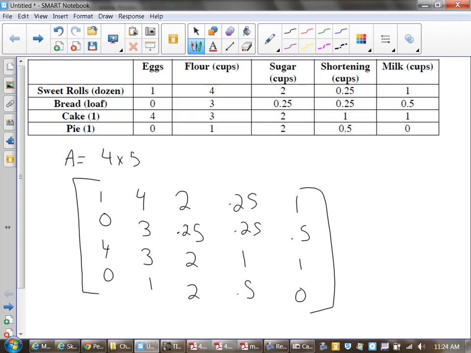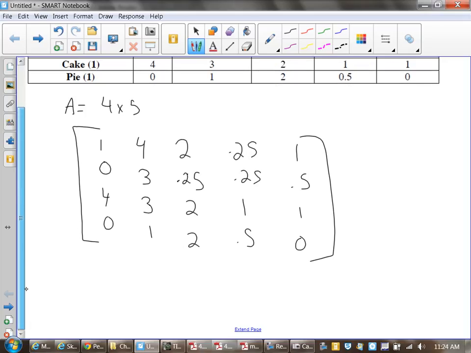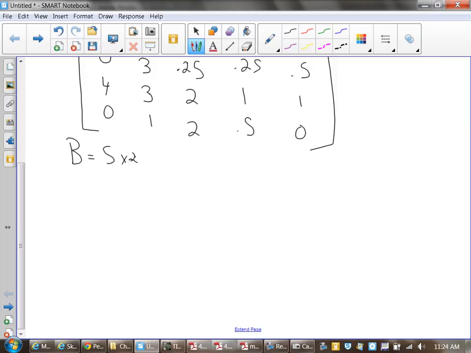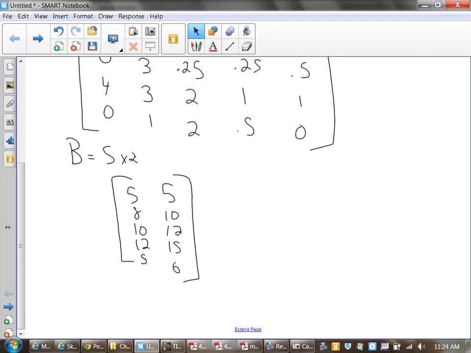Now do the same thing for matrix B, for that second table. If you look at that second table, what are the dimensions of the table? 5 by 2. Very good. 5 rows and 2 columns. So let's fill that one in as well. All right, so we plug that stuff in. Look at the next part.